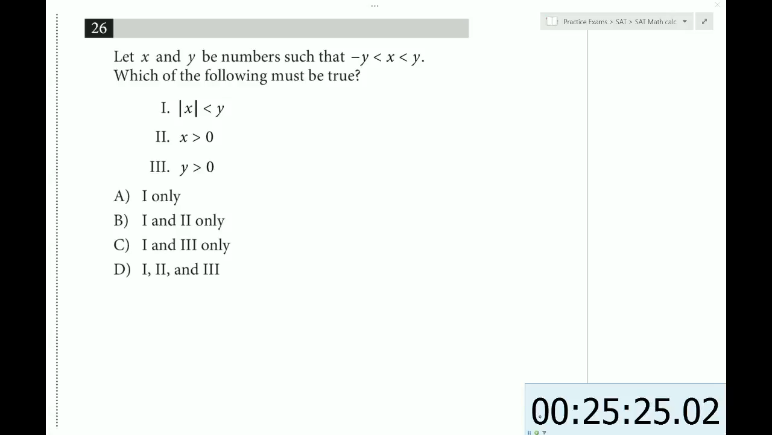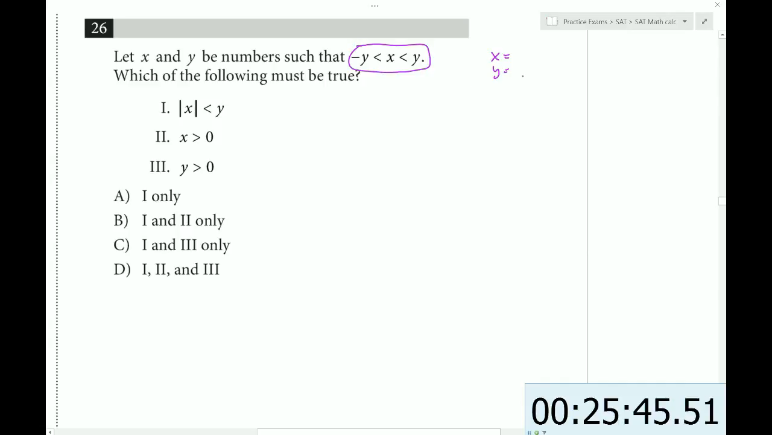Okay, let x and y be numbers such that negative y is less than x, which is less than y. Which of the following must be true? So one way to do this is to pick values for x and y. And it doesn't say that they necessarily have to be positive or negative or anything. It just has to satisfy this inequality.